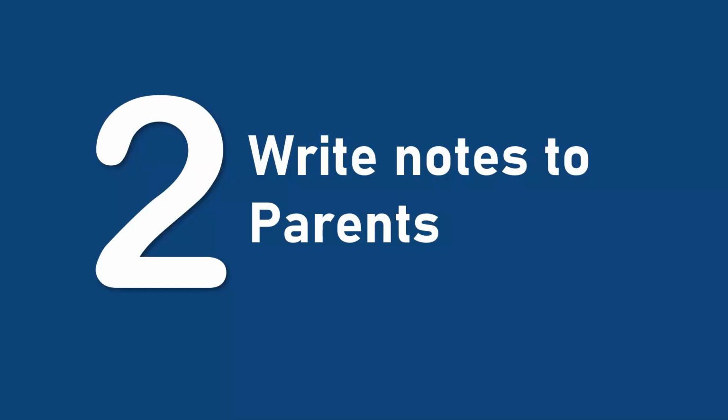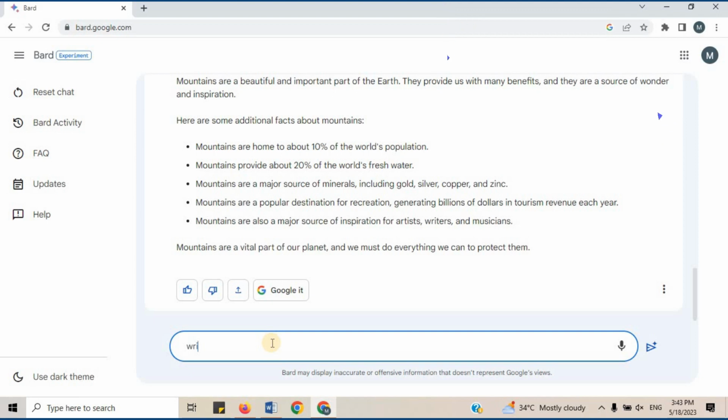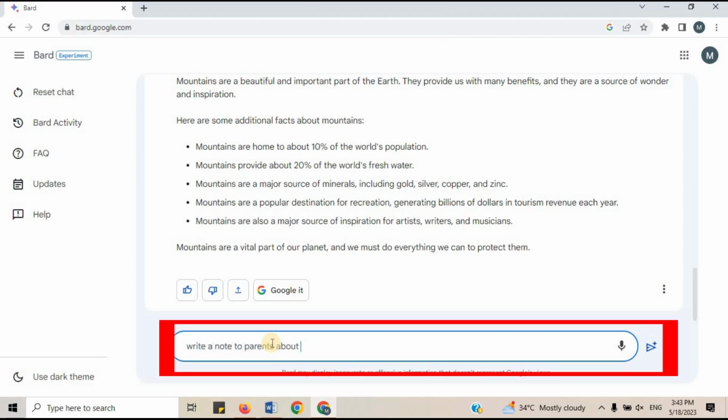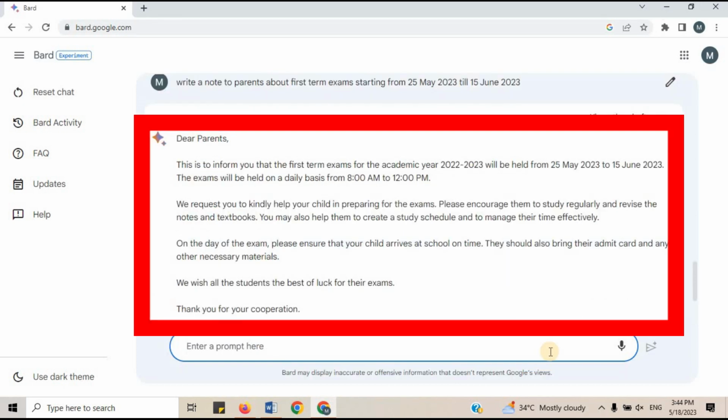Method 2. Write notes to parents. You can write notes to parents by using Google Bard. Write a note to parents about first term exams starting from 25th May 2023 till 15 June 2023. The note has been written.